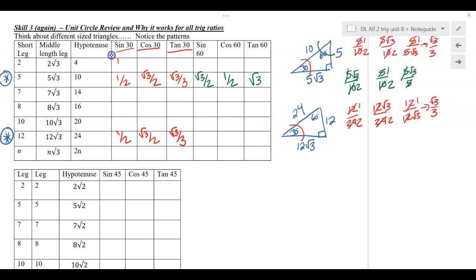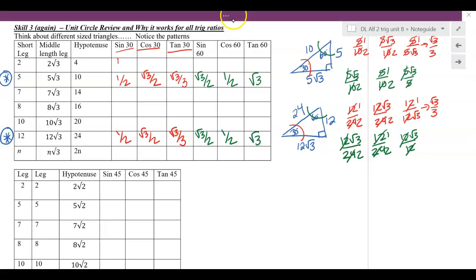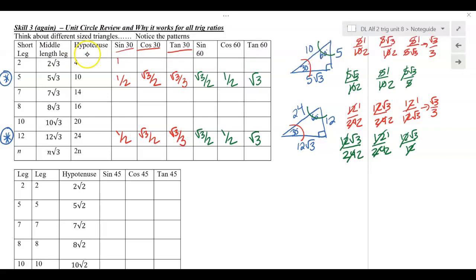If I change my focus to the 60-degree angle in this triangle, the sine would be opposite over hypotenuse, which would reduce to rad 3 over 2, the cosine would be adjacent over hypotenuse, which would reduce to 1/2, and the tangent would be opposite over adjacent, which would reduce to rad 3. Notice that we got all the same values for each of those triangles.